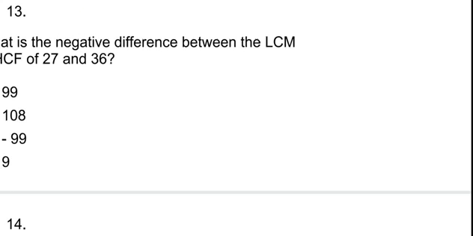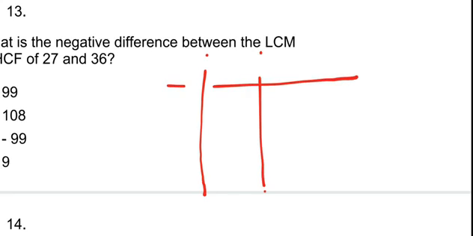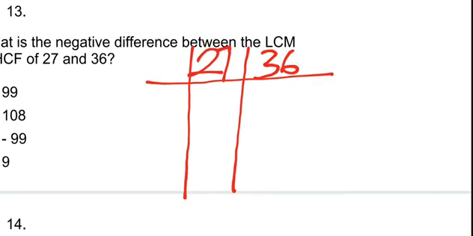Now, what is number 13? What is the negative difference between the LCM and HCF of 27 and 36? So the same thing, we'll find the LCM and the HCF of 27 and 36. So let's find the HCF first. So we have 27. What can go to find the HCF first? It's only 3 that can go in both of them.